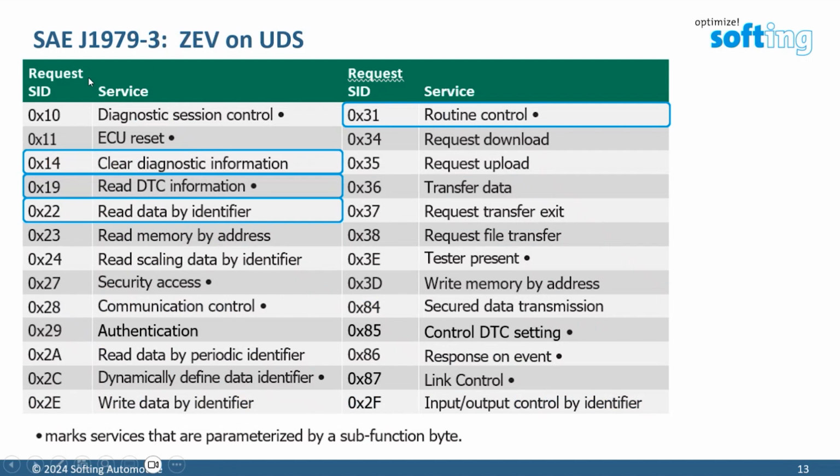So what are the services? I said that ZEVonUDS is a subset of the 26 Unified Diagnostic Services. What you can see here is the subset is 4 services. We have the 14, clear diagnostic information, the 19, read DTC information. We have the 22, read data by identifier, and we have 31, routine control. Those 4 services replace the formerly known J1979 OBD modes. And whatever you can do with the OBD modes, you can do with these 4 ZEVonUDS services.